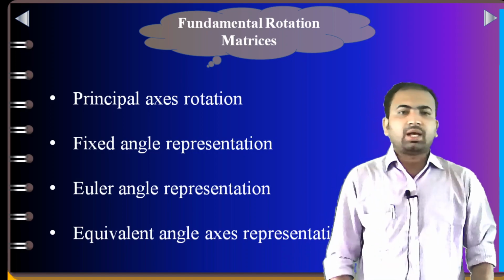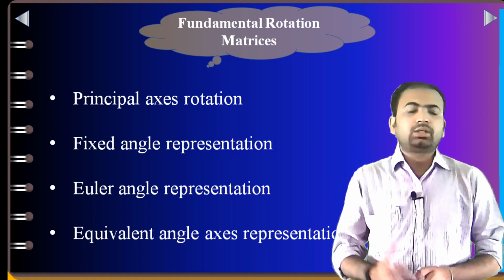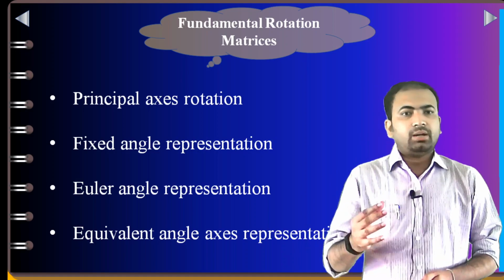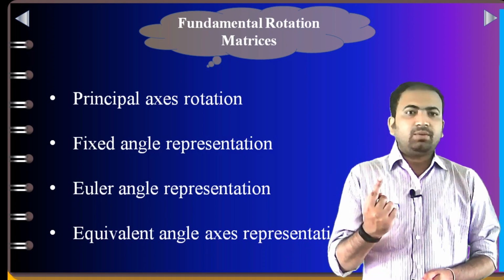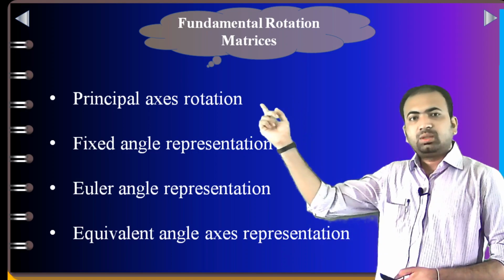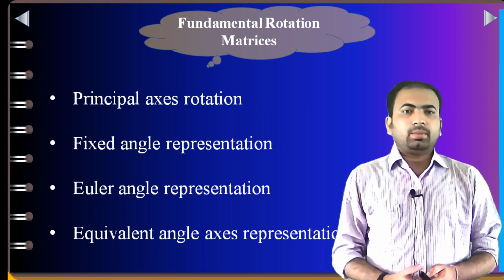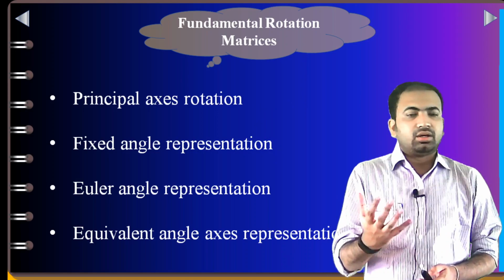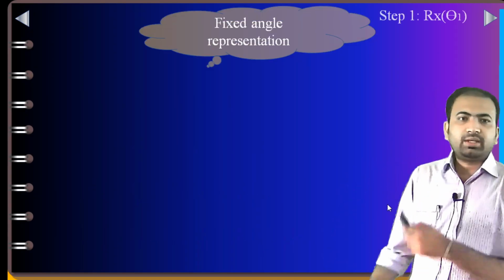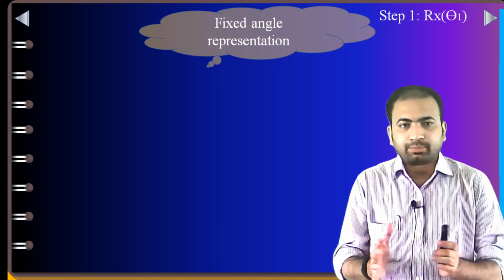In the last few classes, we have already studied the importance of mapping in robotics, and also we have gone through one type of fundamental rotation matrix, which is principal axis rotation. Today we are going to study fixed angle representation. Moving ahead, in the case of fixed angle representation, we have to follow a few steps.